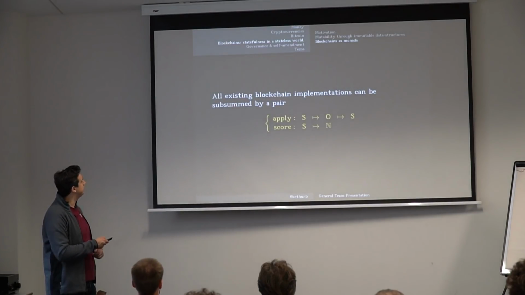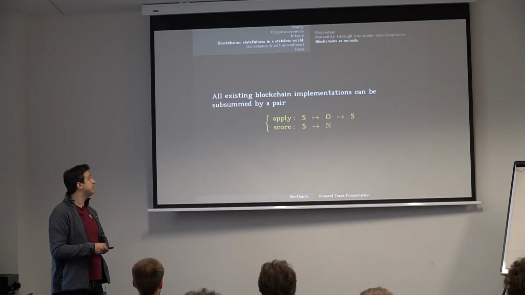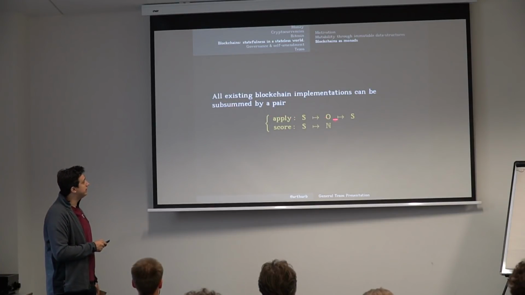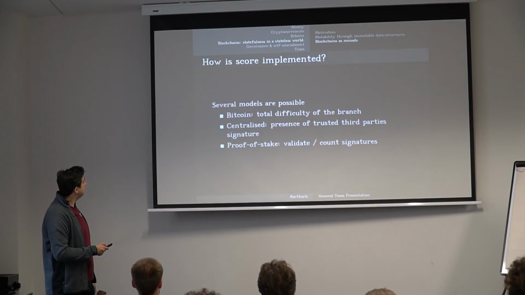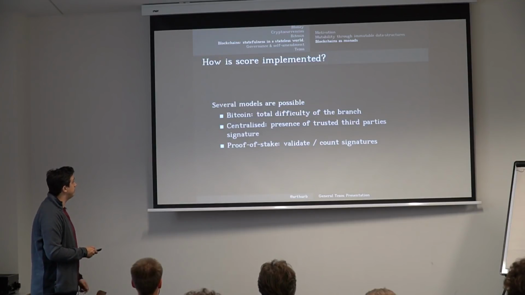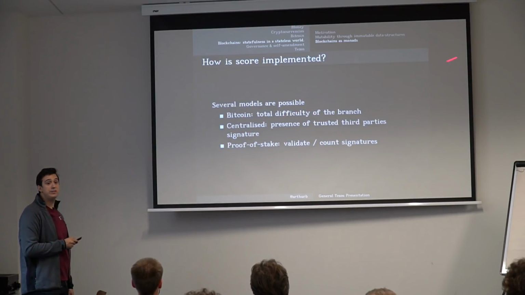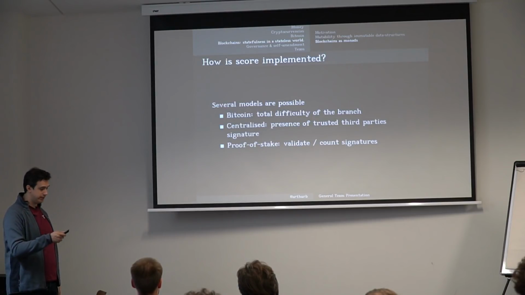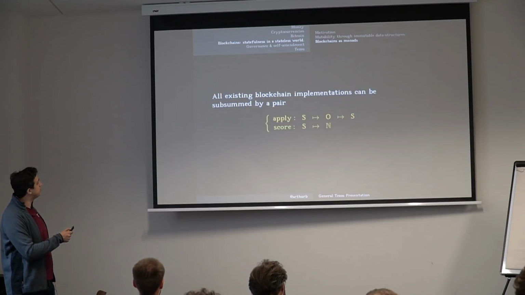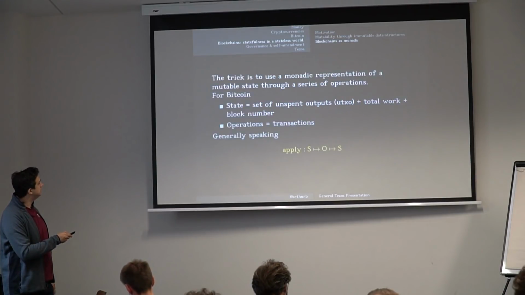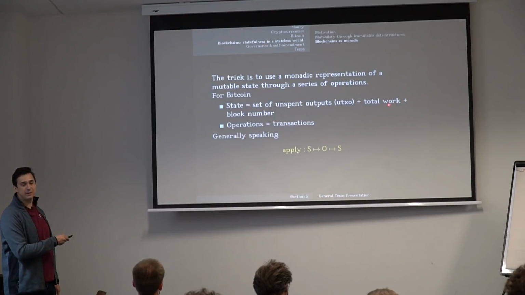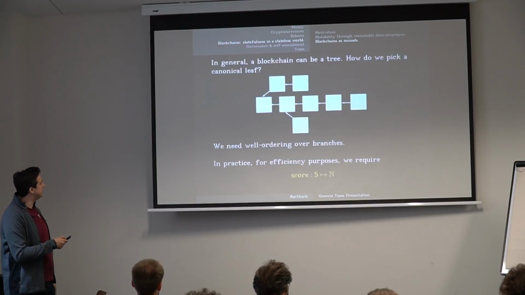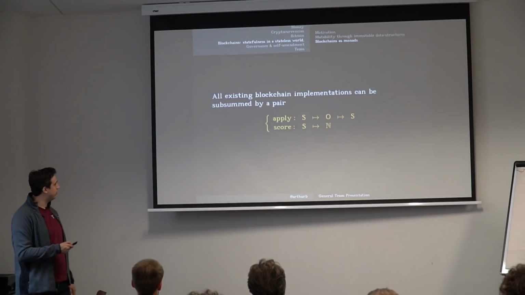So essentially every blockchain implementation that you see can be subsumed by a pair, apply, and score. That's really how every blockchain is built. And so how do you implement score? You have several options. In Bitcoin, it's the total difficulty of the branch. It's the total hashing power for all the puzzles that have been solved in history. And so that's why I put the total work in the state, because I need to keep track of that to create my score function.